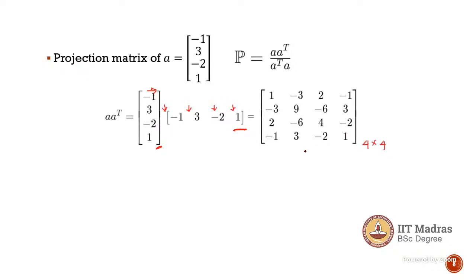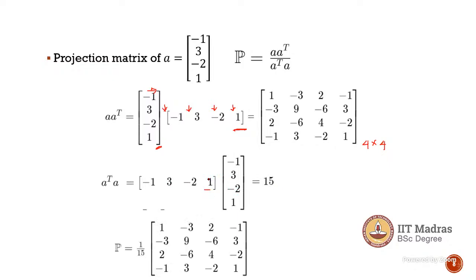Next, you have to do a transpose into a. Here you will get a scalar value, since you have a multiplication of 1 cross 4 with 4 cross 1, that is equal to 15. If you multiply these values, you will get a value of 15 here. So once you have these two values ready, the projection matrix is simply a times a transpose divided by this value. In this projection matrix, you can see that the elements are symmetrical: minus 3, 2, 2, minus 1, minus 1. Hence, we call this P a symmetric matrix.